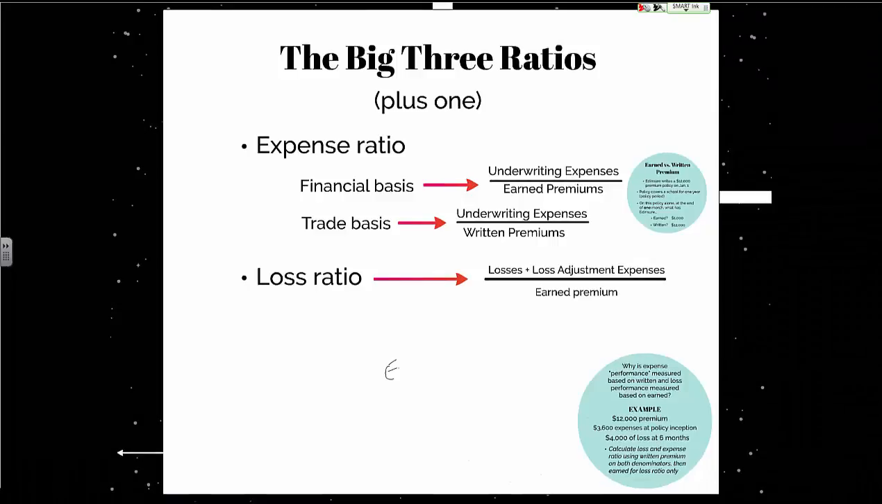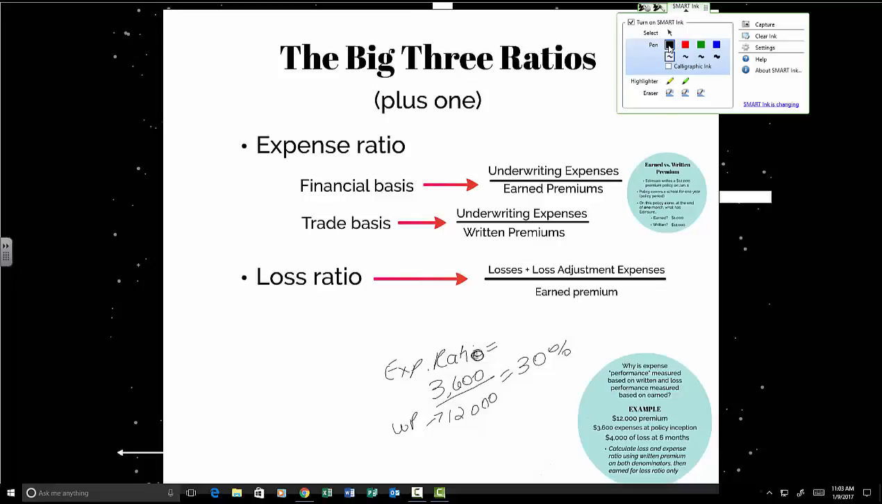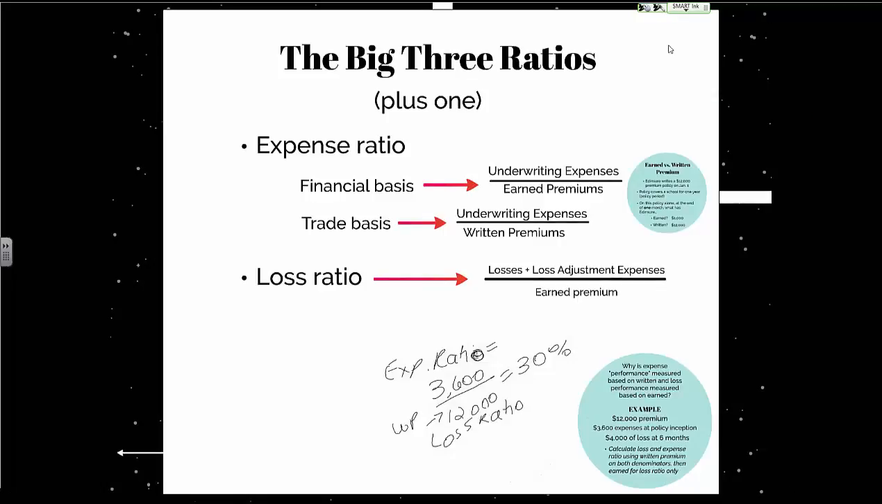So for the expense ratio, we have $3,600, the total expenses, divided by 12,000, which gives us an expense ratio of 30% when divided by written premium. Now let's calculate the loss ratio. If the loss ratio was divided by written premium of 12,000, that would give us a loss ratio of 33.33%. But that loss ratio is misleading because we haven't earned all 12,000 of premium. We've only earned 6,000 of premium at 6 months.